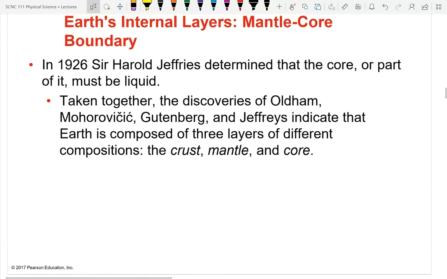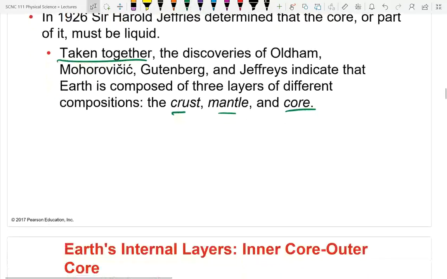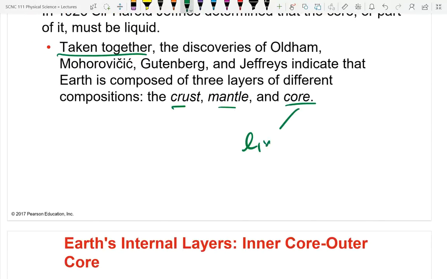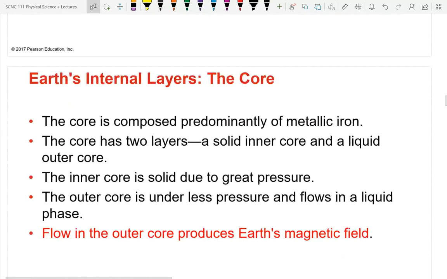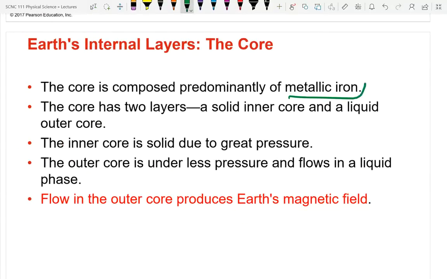So this, what I've just discussed, is taken together, all of their work. We have the crust, the mantle, the core, and the core has the liquid and the solid regions. The core is composed predominantly of metallic iron. How do we know that?